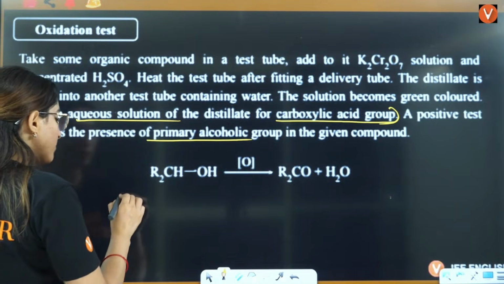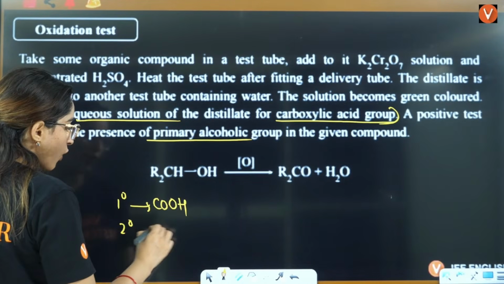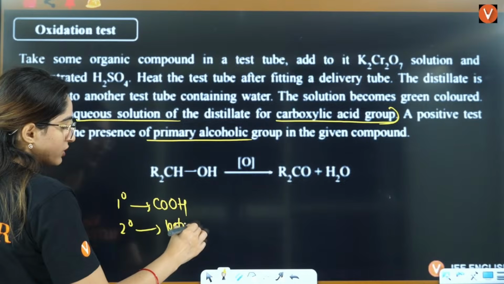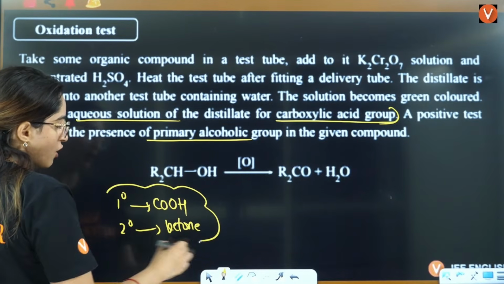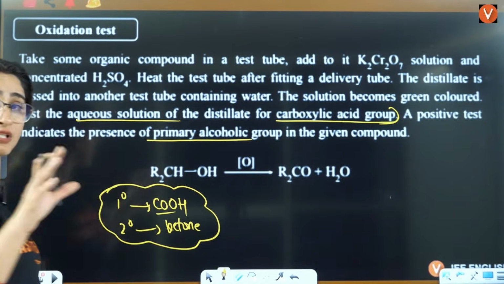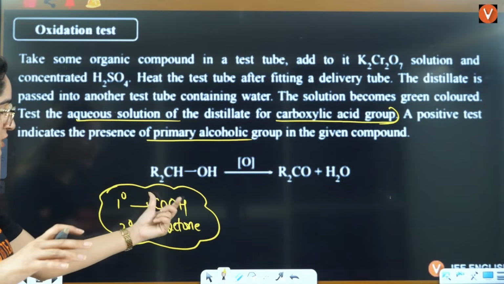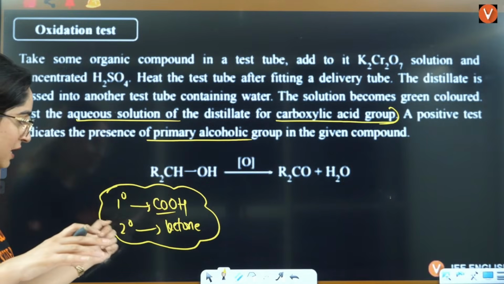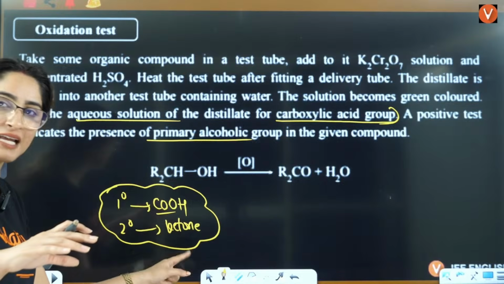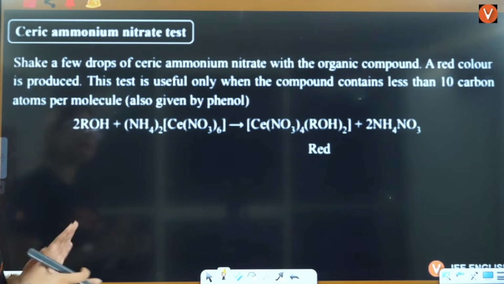If you had primary alcohol, that would have formed CHO. If there was 2 degree alcohol, that would have formed ketone. This is what we want to say. For 1 degree, you will do the carboxylic acid test. If the carboxylic acid test is positive, that means primary group was there. If the carboxylic acid test is negative, that means secondary alcoholic group was there, right? Okay.